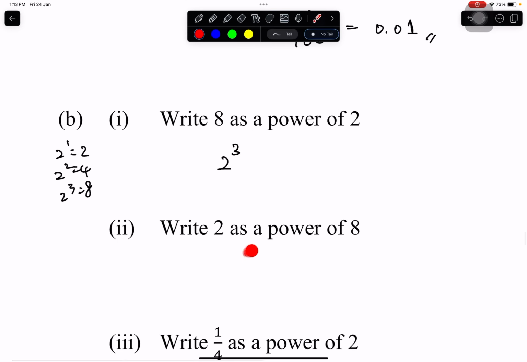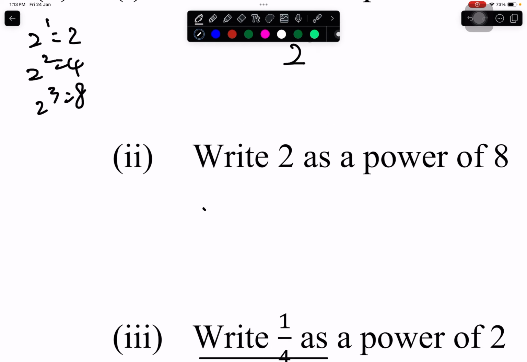Write 2 as the power of 8. Now, 2 as a power of 8, this is a little bit difficult because now we knew that 2 to the power of 3 is an 8, right? But then we don't want 2 to the power of 3.